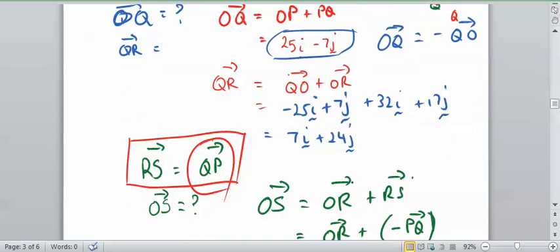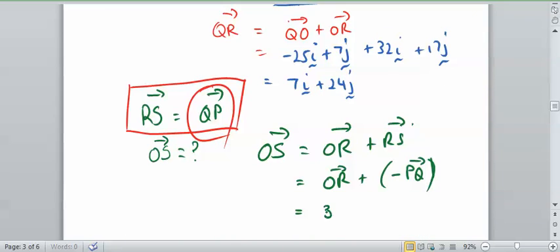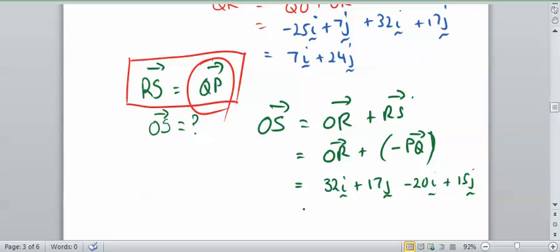So OS is equal to 32i plus 17j, and what is the negative of PQ, or QP? So what is QP? QP is 20i minus 15j. So it's negative 20i plus 15j, which is equal to 12i plus 32j. Is that what we were asked to find? Okay, so we've just proved it. Good. It's not that bad, is it?